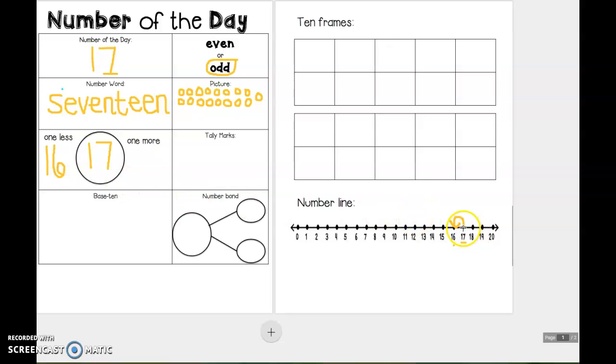Now, what about the number that comes after 17? When I'm counting, after I say 17, I would say 18. I hear the word teen, 18, and then I hear the word 8, 18. So if I was counting in order, I would start 16, 17, 18.